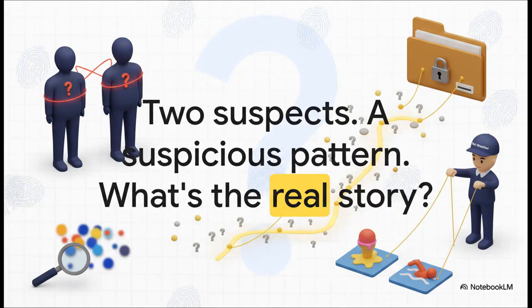Every great investigation kicks off with one big question. So picture this. You're looking at a case file. You've got two main suspects, or in our world, two variables. And you start to notice this suspicious pattern. Whenever one of them shows up, the other is never far away. They definitely seem connected. But how? What is the real story going on here? That's the question that's going to drive everything we do.